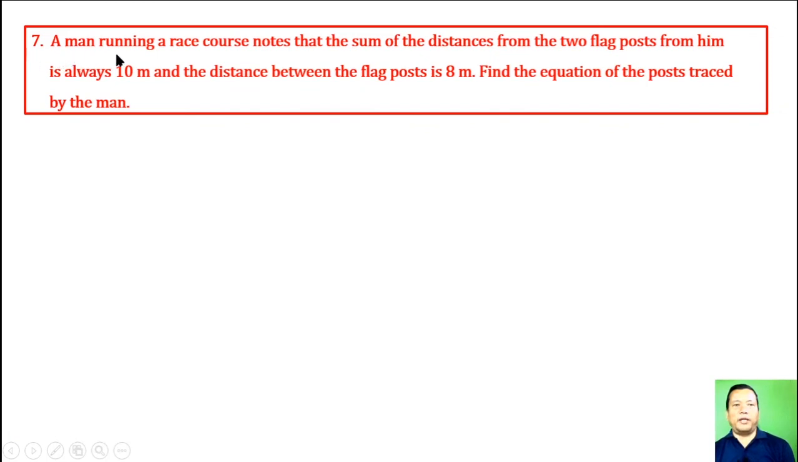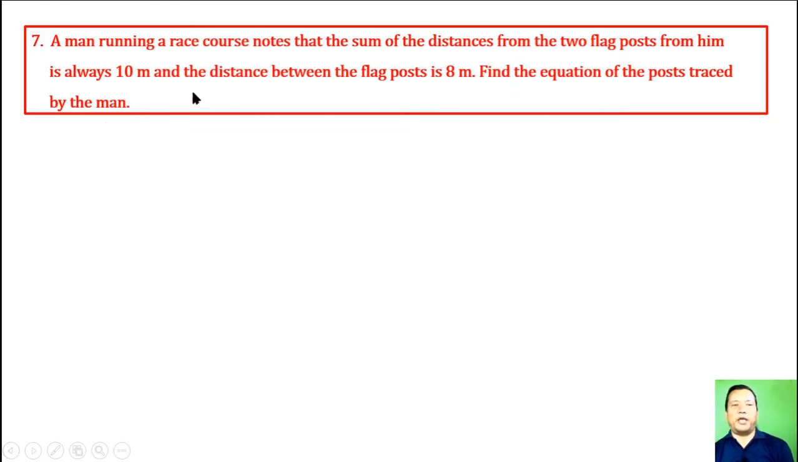7. A man running a race course notes that the sum of the distances of the two flag posts from him is always 10 meters. The distance between the flag posts is 8 meters. Find the equation of the path traced by the man.